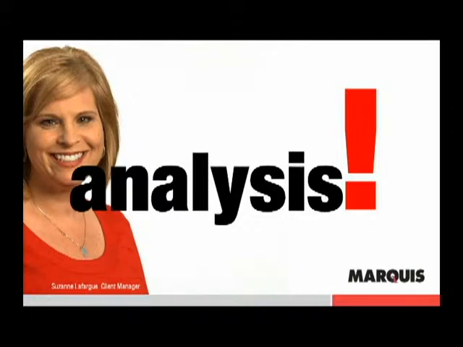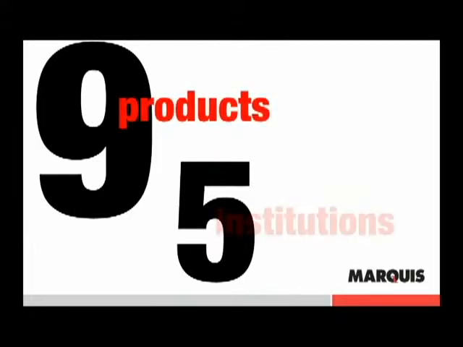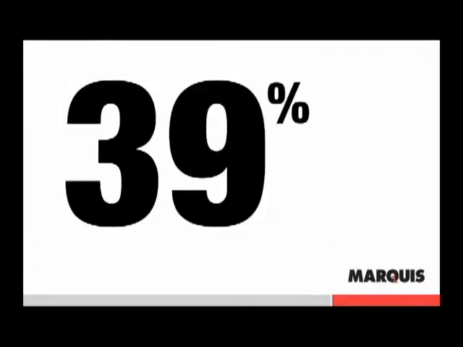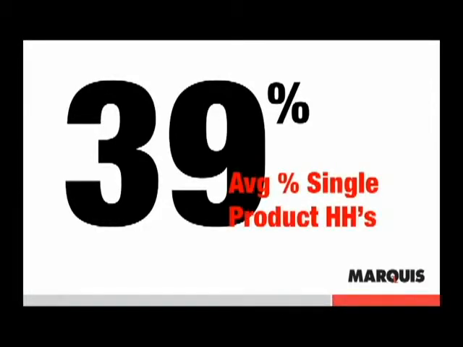Great. Thanks, Tony. Well, analysis is key to getting those beans in the door. From our past analysis, we know that the average household out there is carrying 9 different financial products with about 5 different institutions. That can vary from region to region, but it's been pretty consistent across the U.S. from what we've seen. We also know that the average financial institution has 39% of its households carrying just one unique product.